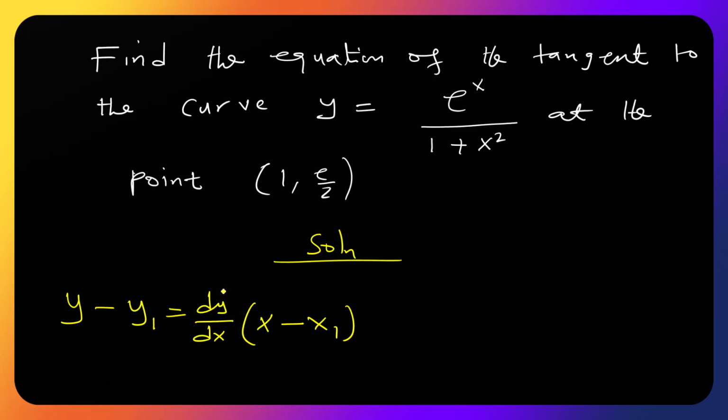So the first thing to do here is to find our gradient, that is dy/dx. My y is e to the power x over 1 plus x squared. So let's find dy/dx here. This one is a quotient, so let's apply the quotient rule.